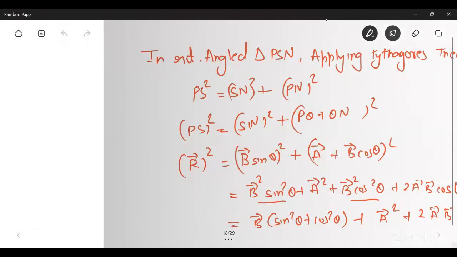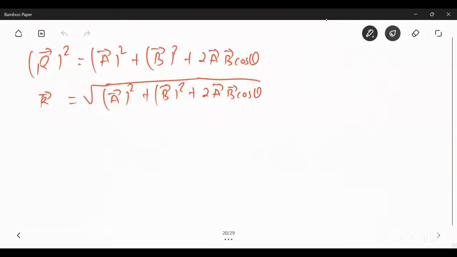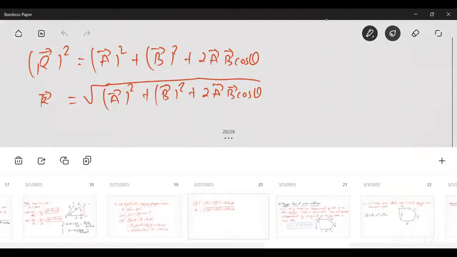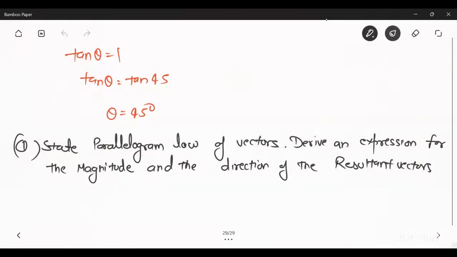And the direction can be given by the angle. By finding the angle, tan theta in triangle PSN, tan theta is SN upon PN. SN is B sin theta and PN is A plus B cos theta. So theta equal to tan inverse of B sin theta upon A plus B cos theta will be the direction of that vector. Okay. So that was your parallelogram law of vector addition.